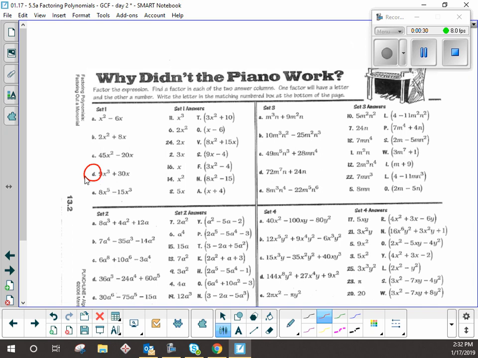Remember yesterday we talked about finding the GCF, putting it on the outside, and then putting the leftover factors on the inside of the parentheses. And so if I was going to do this long, I would do this. 9x cubed is 3 times 3 and 3 x's. Okay, that's the first term. And 30x, 30 is 3 times 10, and 10 is 2 times 5, and there's 1 x. And what do they have in common? A 3 and an x.